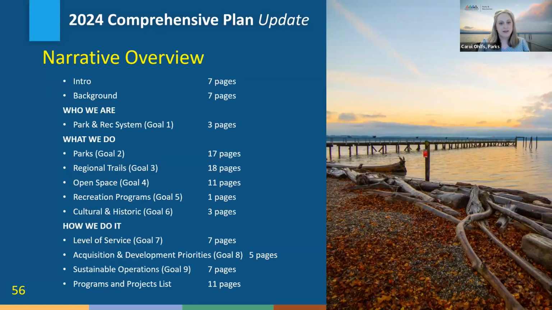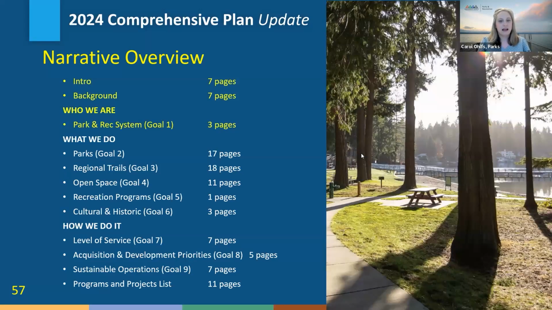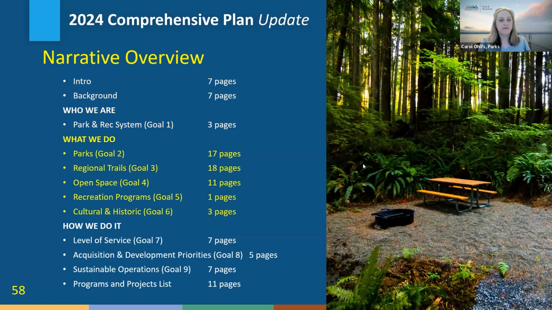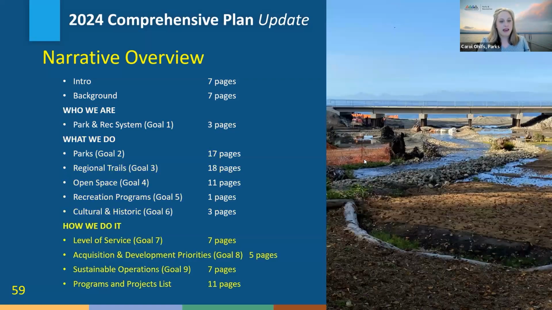You might also have noticed that the narrative text is pretty long at about 100 pages. The breakdown on how many pages is devoted to explaining each goal gives some insight into the complexities and focus areas of the parks element. So briefly, I thought I'd highlight that the introduction and the who we are sections are about 20% of the document. What we do sections are about 50% of the document, and how we do it is about 30% of the document.